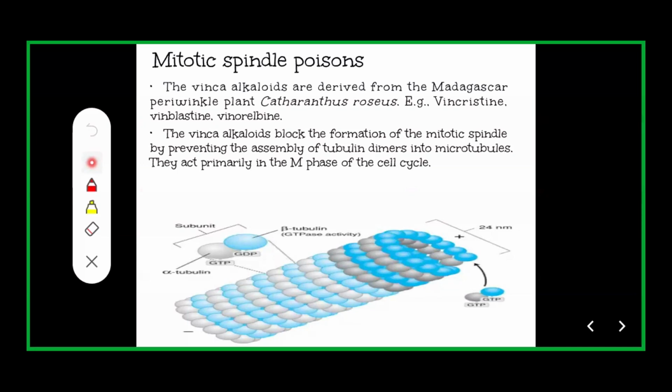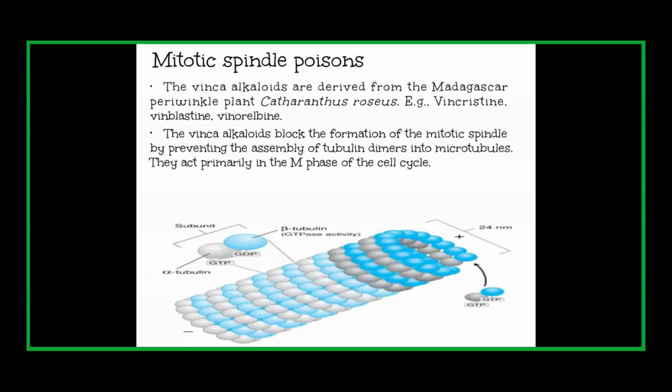They destabilize the microtubule structure by binding to the beta subunit. As a result, it will inhibit the polymerization of tubulin into microtubule. Microtubule is important for mitosis to happen. So as a result, the cell will not undergo complete mitosis, and it will die.